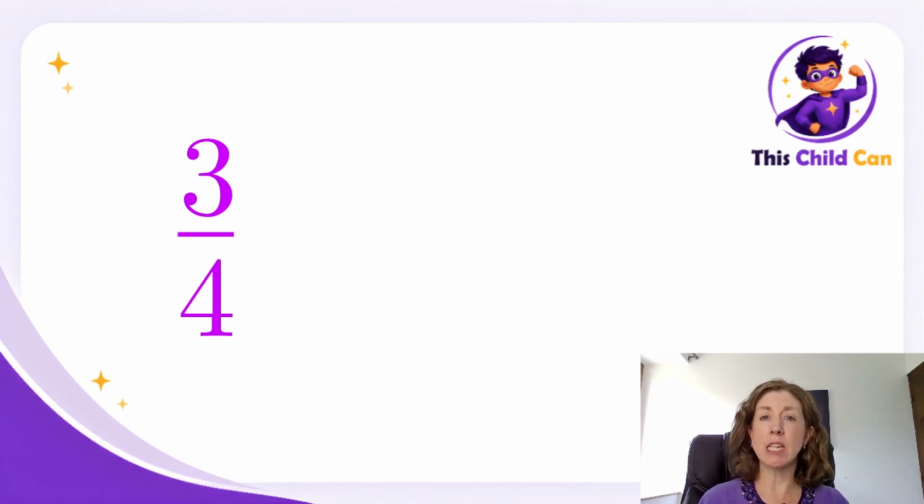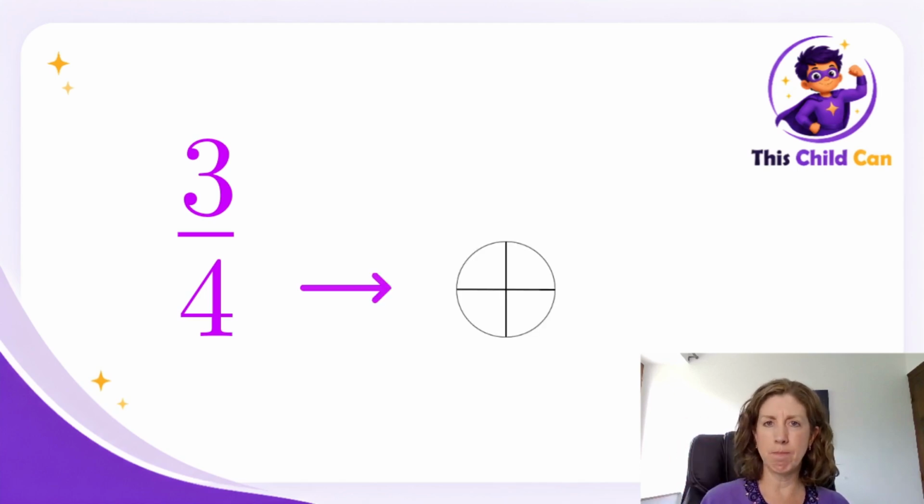So let's look first at the denominator, which is the bottom number. It tells us what kind of equal parts the whole has been split into. So in this fraction, 3/4, the denominator is 4. That tells us that the whole has been split into 4 equal parts. So these equal parts are quarters, not halves, not thirds, quarters.